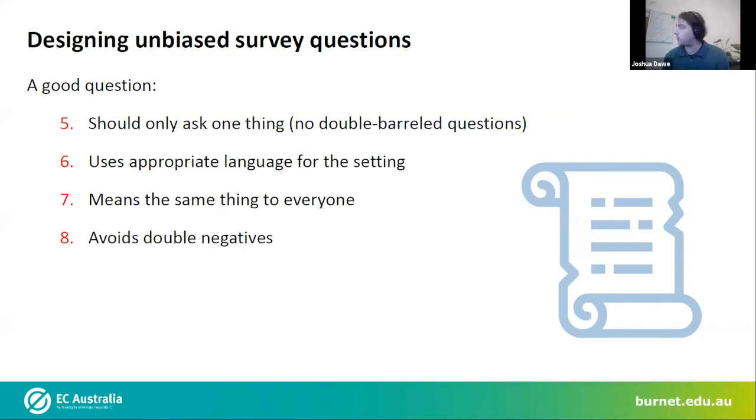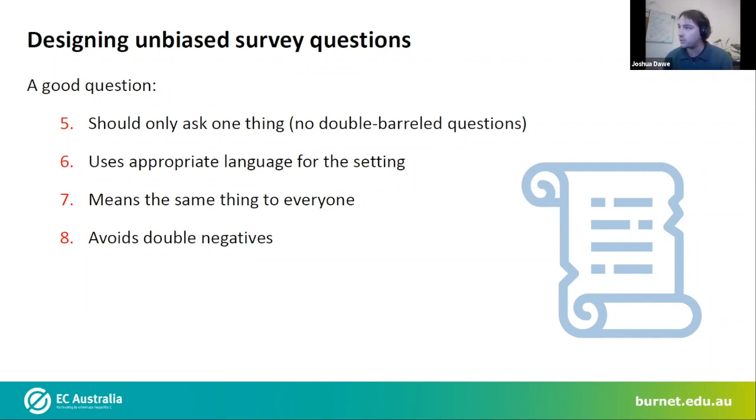Number 5, a good question should only ask one thing. A question that is asking people whether they're excited and happy is going to cause, first of all, the participants some confusion, but then also yourself some confusion later down the track when you're trying to analyze it and you've got a bunch of people who are happy and excited.